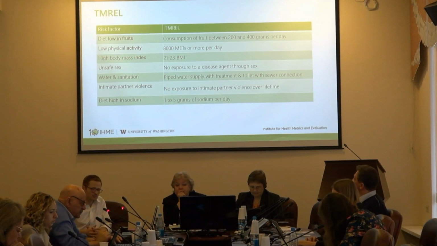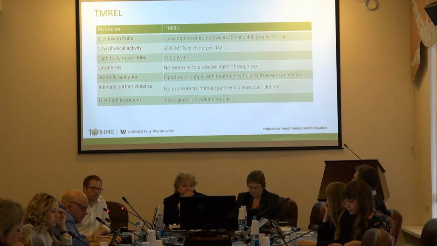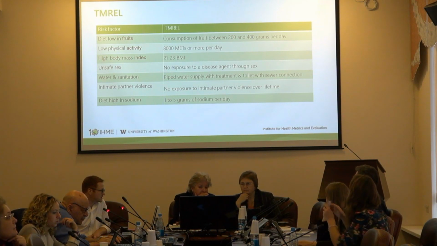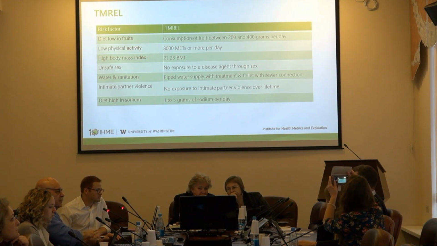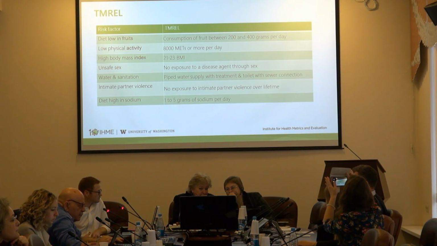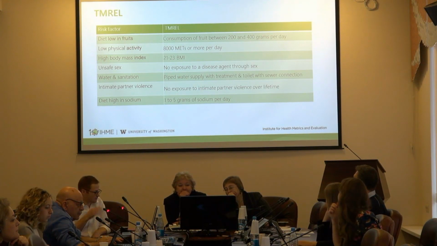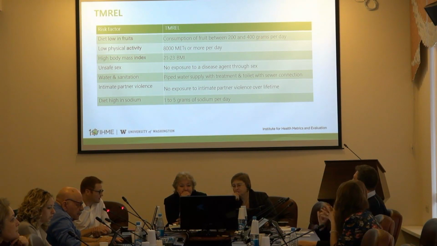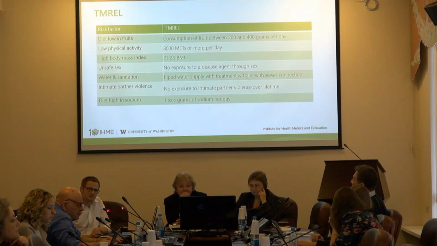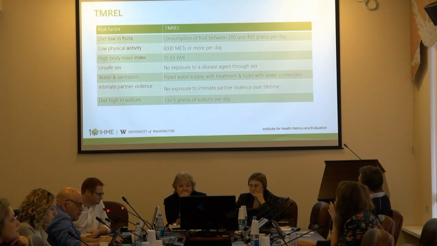To give you some examples of what these look like, for fruit, consumption of between 200 and 400 grams per day is the TMREL. For low physical activity, we're looking at 800 metabolic equivalents or more per day. For body mass index, the TMREL is 21 to 23. For unsafe sex, the TMREL is no exposure to a disease agent through sex.